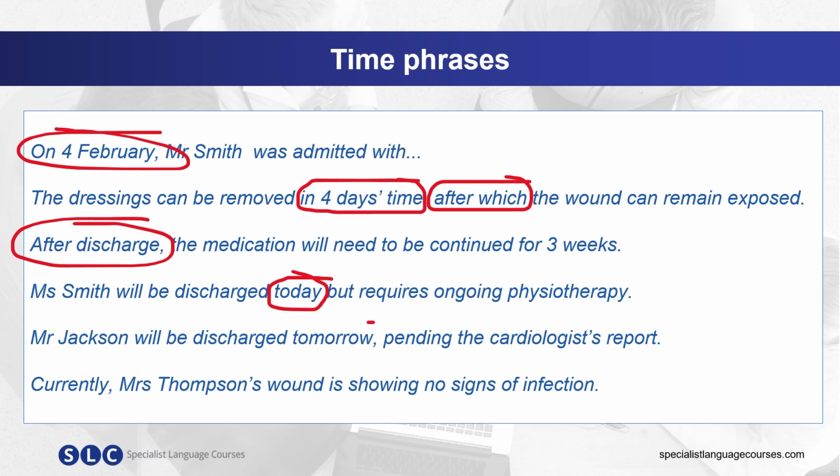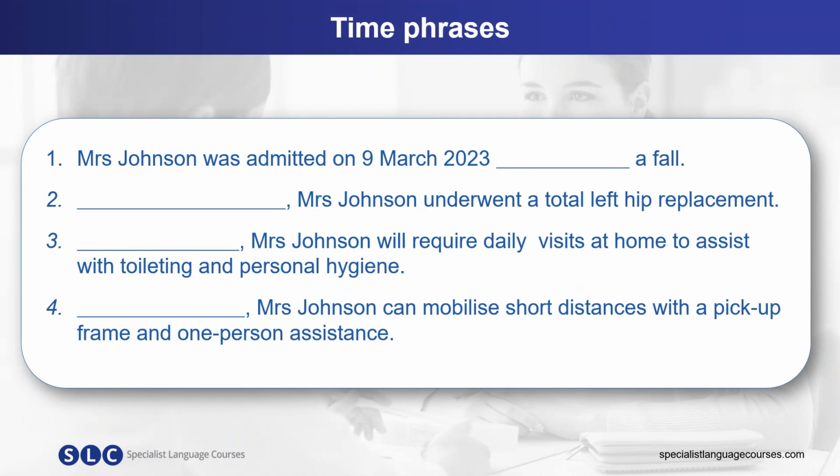Using today and tomorrow when appropriate are sometimes the simplest and most effective way to explain when things happen in an OET letter. We also have here the word pending, which means we are still waiting for the report and confirmation of discharge. And in the final sentence, the use of currently makes it clear that this is the situation now. Let's practice. Look at these sentences here and write in the comments what phrases you think best completes the gaps.